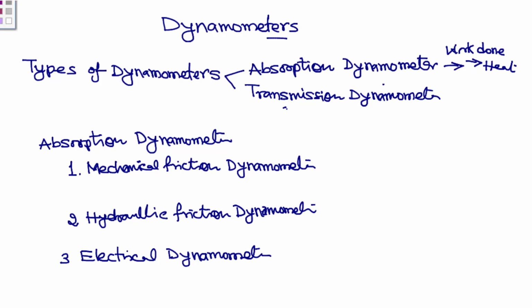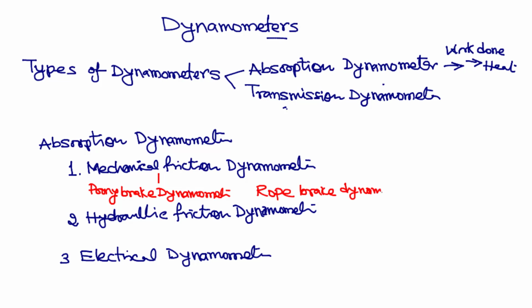In mechanical friction dynamometer, there are basically two dynamometers. First is Prony brake dynamometer. Second, rope brake dynamometer.